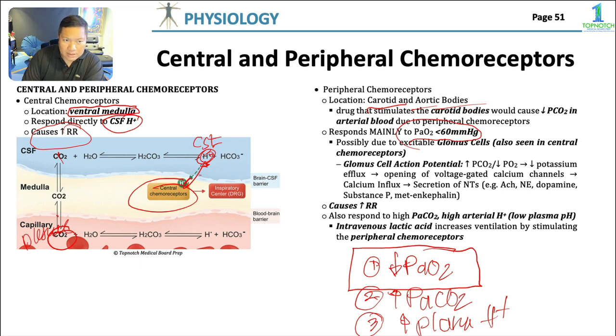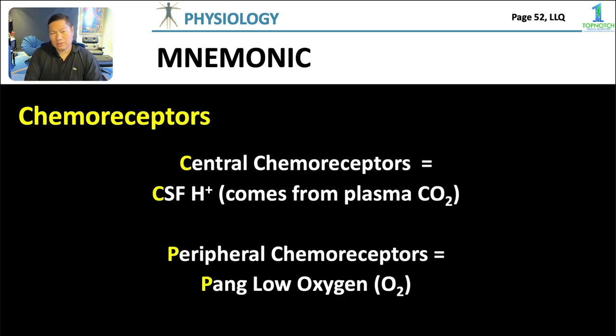Arterial PO2 of less than 60 millimeters mercury to be more specific. When stimulated, it will increase your respiratory rate. So the other two, okay, can trigger your peripheral chemoreceptors, but it's mainly hypoxemia which will trigger your peripheral chemoreceptors. So mnemonic, central chemoreceptors is triggered by CSF H+, peripheral chemoreceptors, pang low oxygen. It is triggered by hypoxemia.